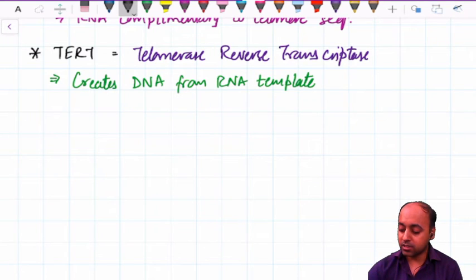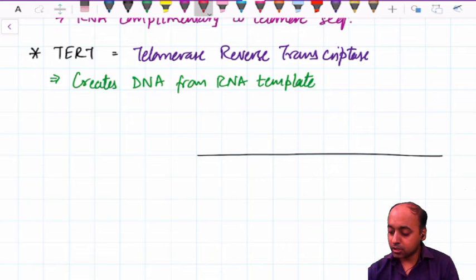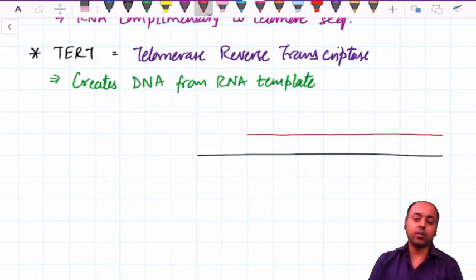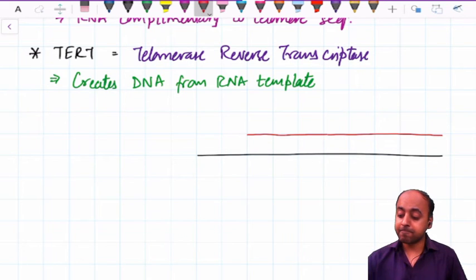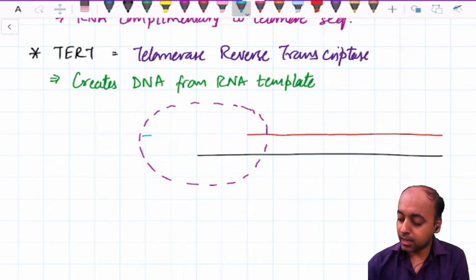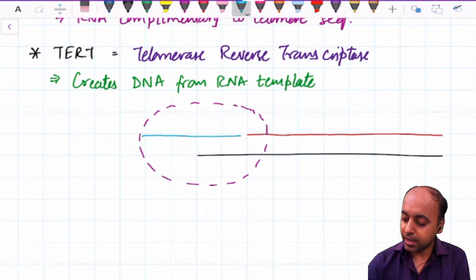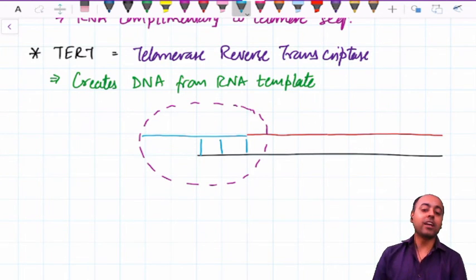Try to understand the very, very simple process which is occurring. This is the new DNA. The lower one in black is the old DNA. So once the replication complex has completed its work, the telomerase will come in. The RNA copy will align itself with the overhanging edge, and you will notice it is longer than the overhanging edge.